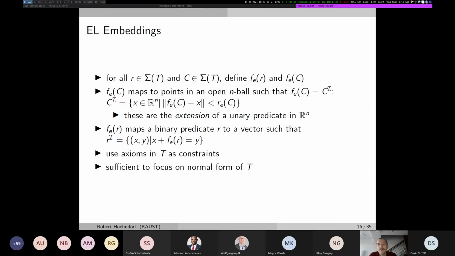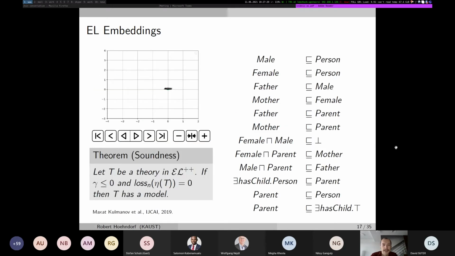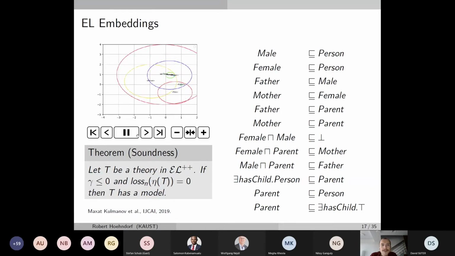And one advantage that EL has is that we only have to focus on a particular small set of normal forms, so 4 normal forms, to which any knowledge base can be converted. And the way in which this works is, I'll just give you an example here. We have our theory on one side, and here we have our embedding, and you can see these extensions.